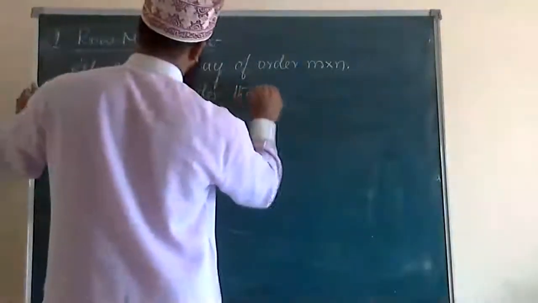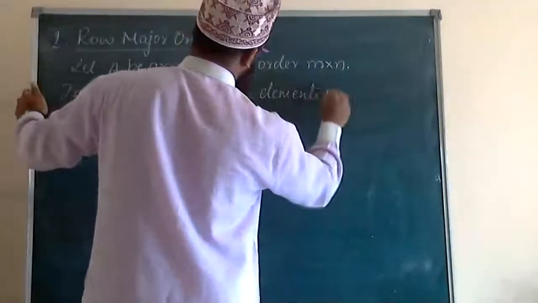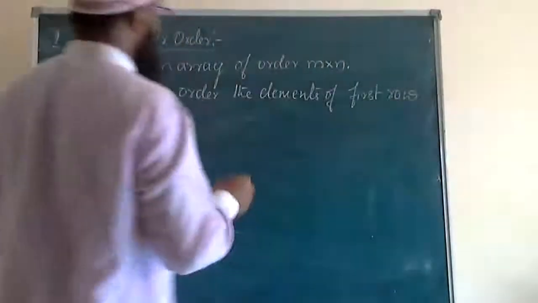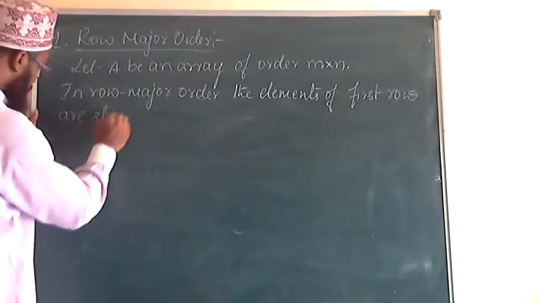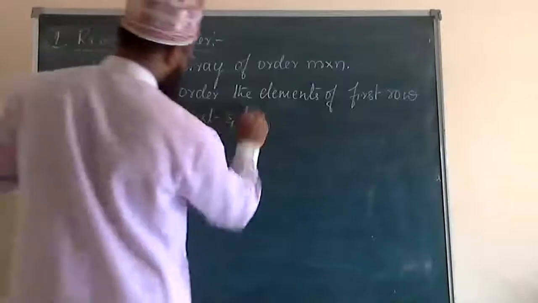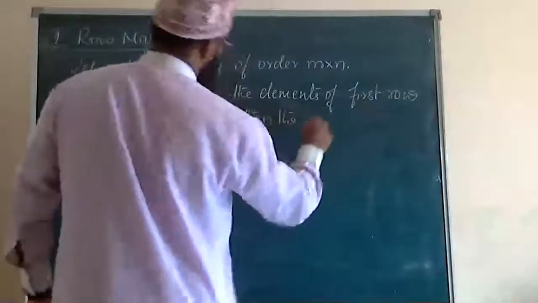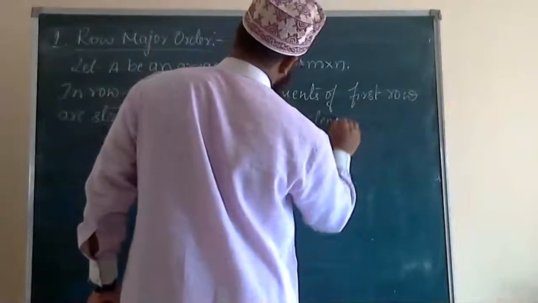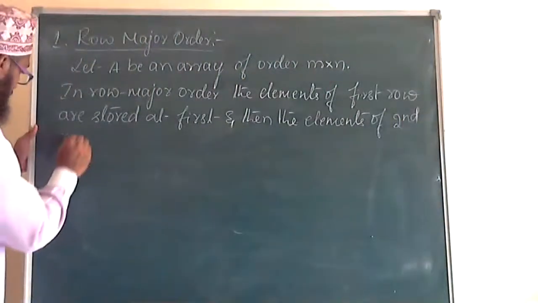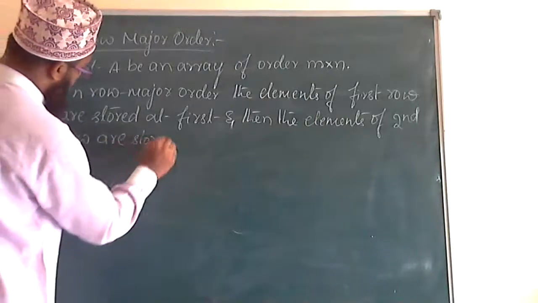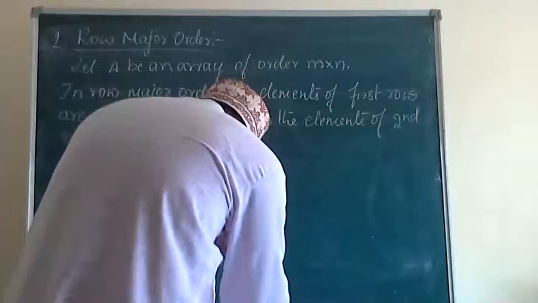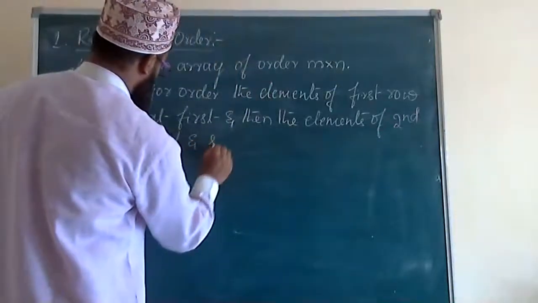the elements of the first row are stored at first, and then the elements of the second row are stored, and likewise the same thing, then the third row, then the fourth row, then the fifth row, like that, and so on.